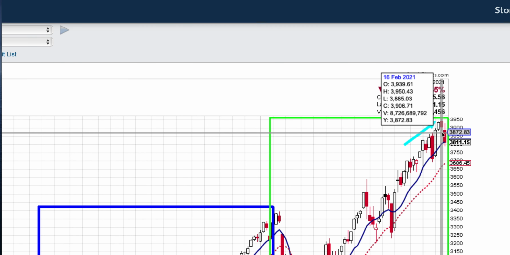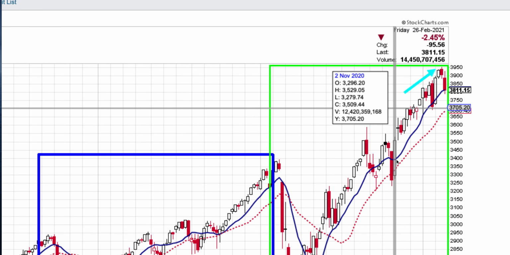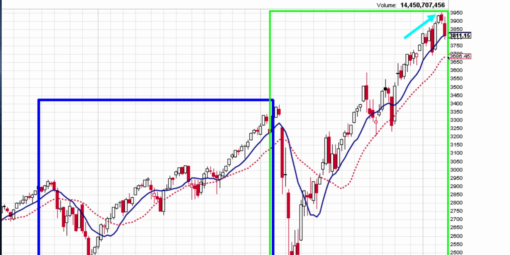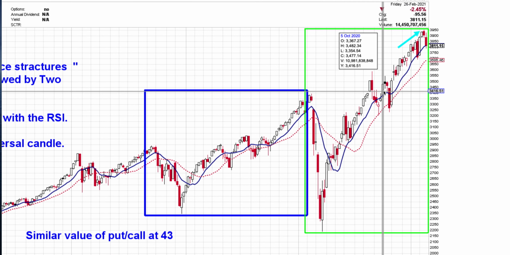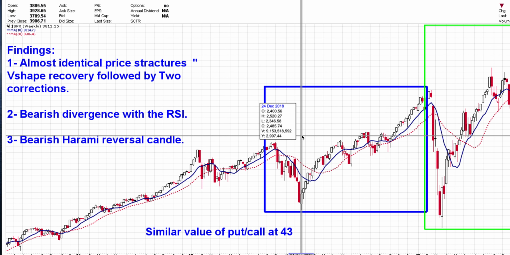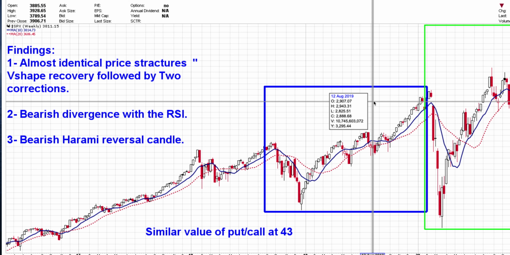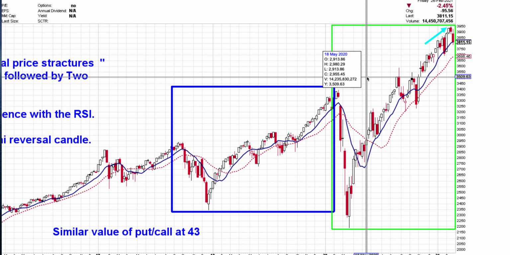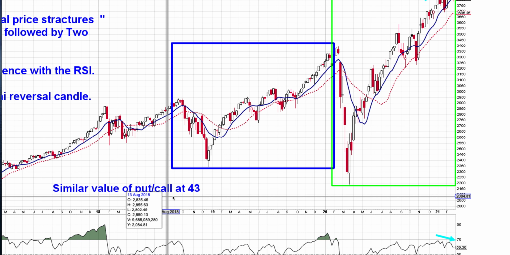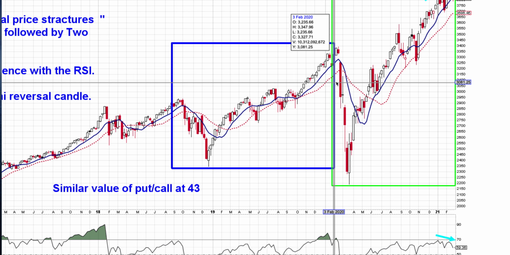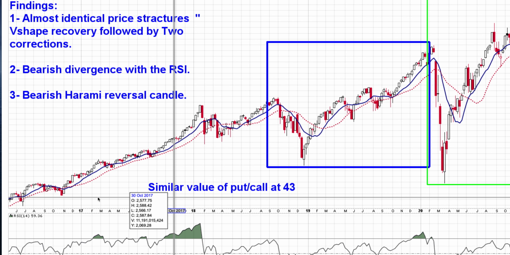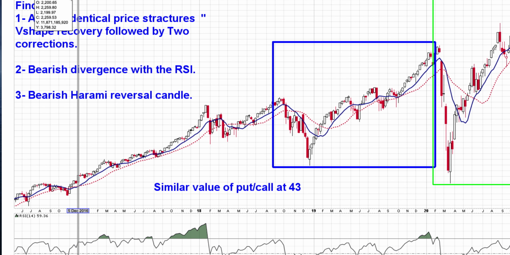White candle, bearish Harami. Confirmation. Even though the confirmation here was more severe, nevertheless, the price structure is bearish. Okay? So I could add another finding, confirmation of this bearish structure. Okay? And also at that time, the equity put to call here was almost 43, 40 something. And it was the same last week. This is really interesting too.